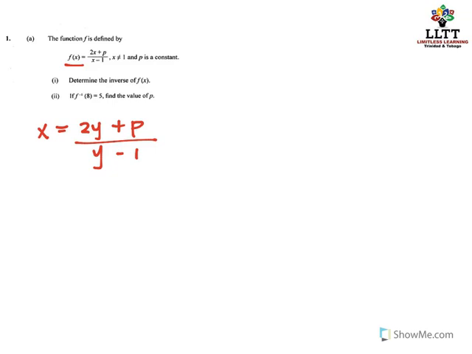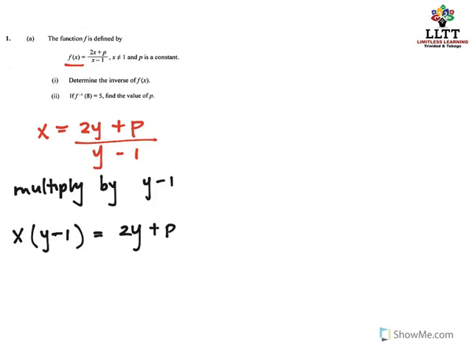Because on the right-hand side we have a fraction, what we want to do is get rid of that fraction, and the easiest thing to do is to multiply each side by the denominator. So we're going to multiply by y minus 1 on both sides. So we get x times y minus 1 is equal to 2y plus p all over y minus 1 multiplied by y minus 1. And the reason we multiplied by y minus 1 is to get this to cancel. So what we're going to be left with is just our numerator, which is 2y plus p.